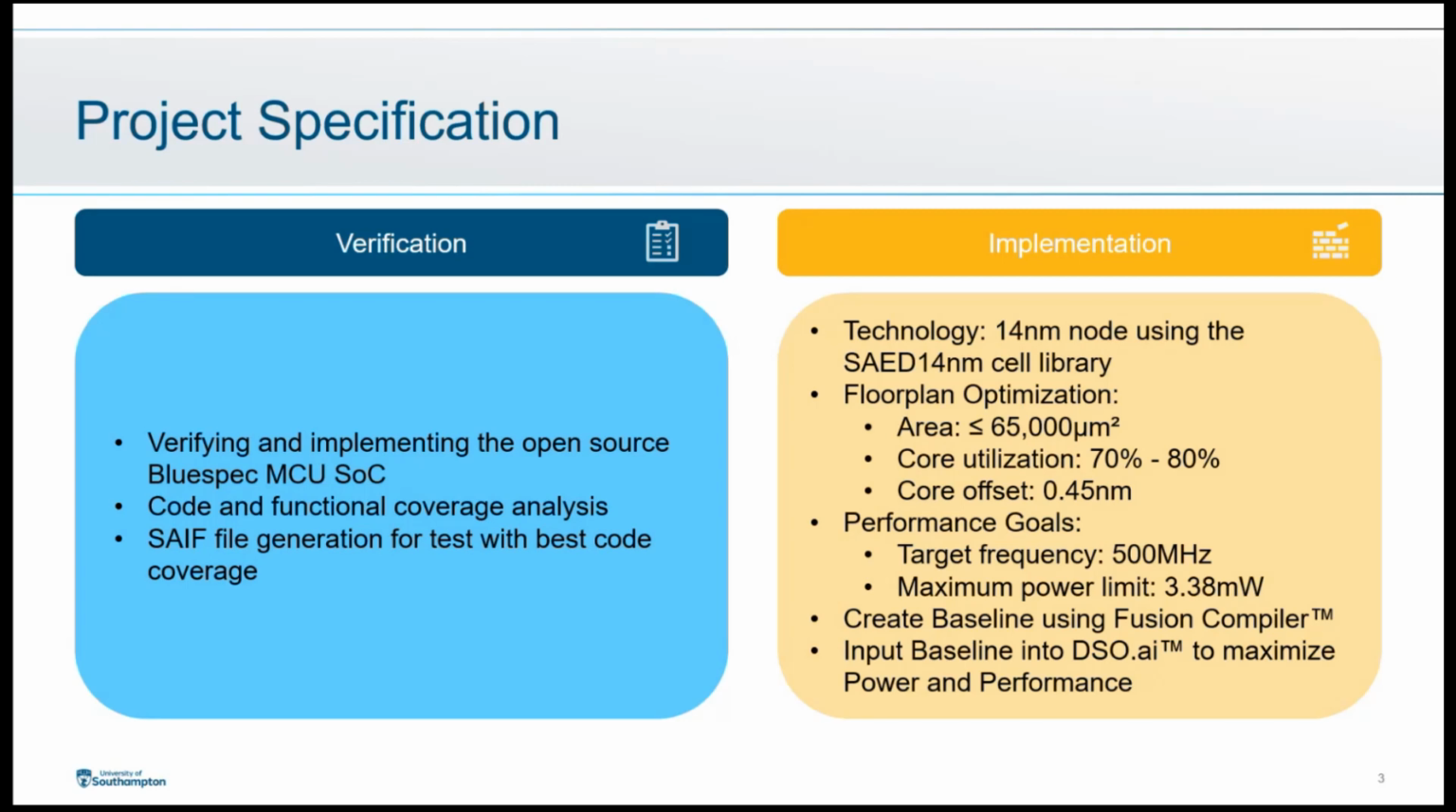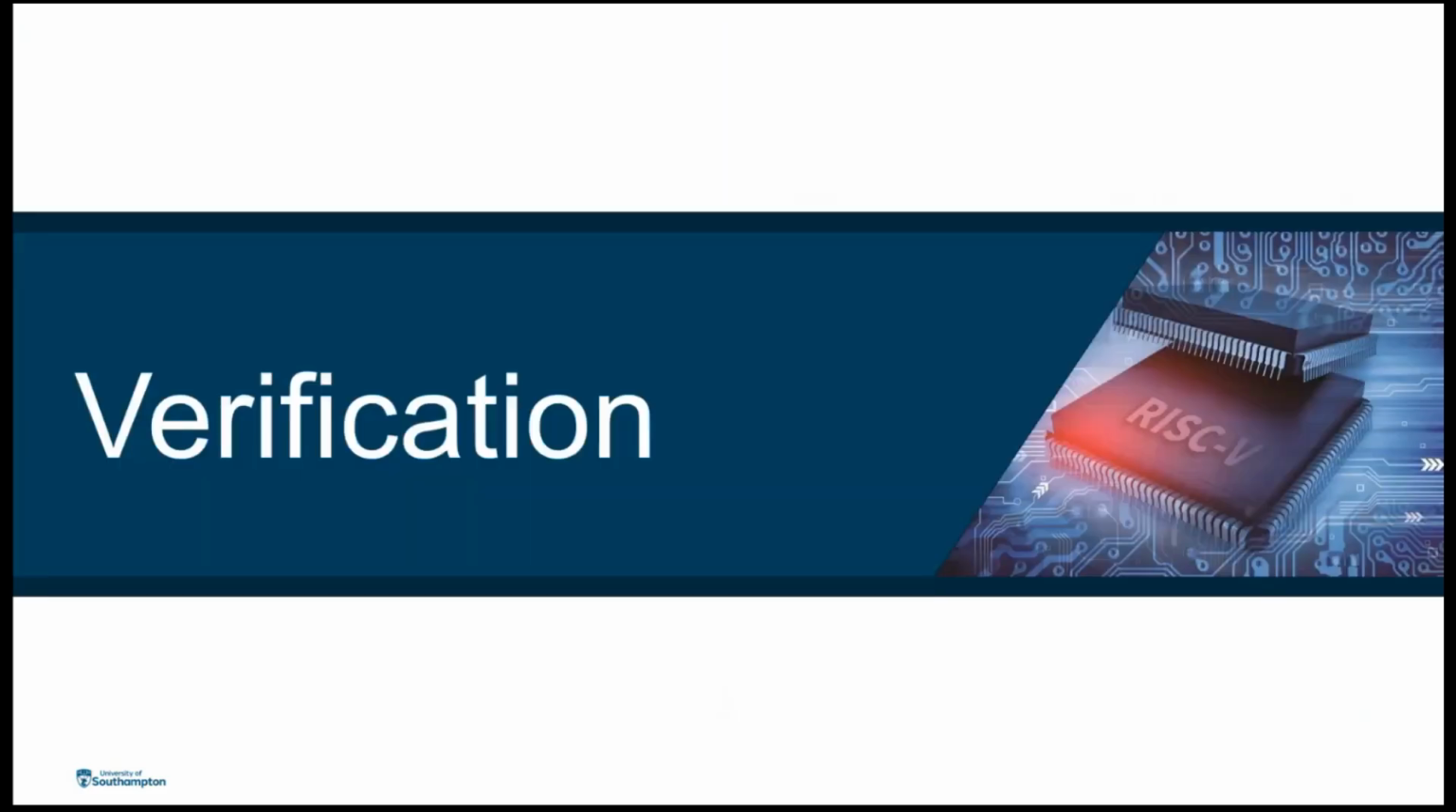For implementation, the aim was to assess the efficacy of using AI in time savings and resource utilization savings when trying to improve the power, performance and area of the design. For this, we had to create a baseline using Fusion Compiler, which was then input into DSO.ai once the performance and floor plan targets on screen were met. So now let's move on to verification. I'm going to quickly go over this, and then we're going to go to the main part of implementation.